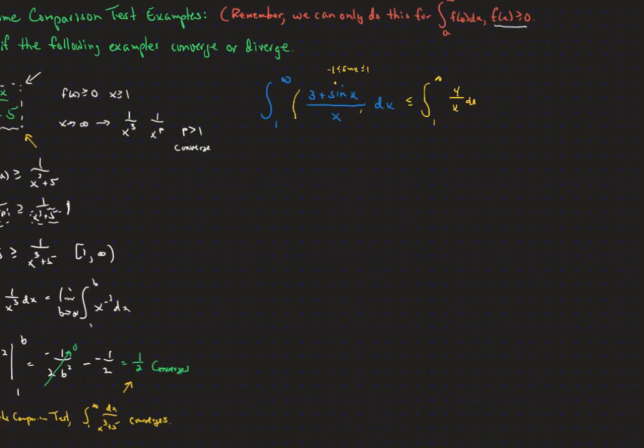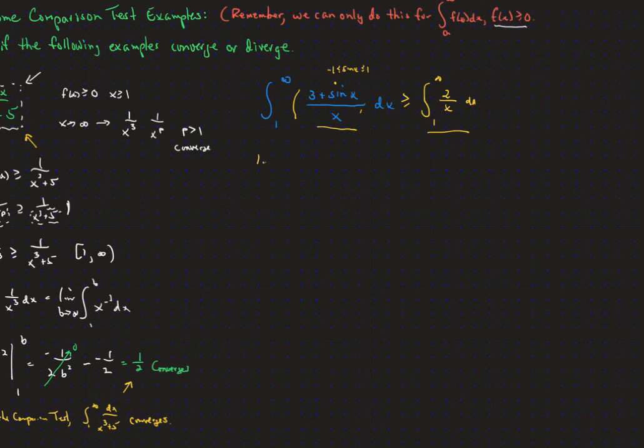That integral of 1 over x is going to give us a logarithm. So instead, what I want to do is not make it less than or equal to. I want to make it greater than or equal to an integral that I know diverges. So if I choose sine x to be its smallest, negative 1 plus 3, then I can say our integral is going to be greater than or equal to this integral. And I can show that this integral diverges.